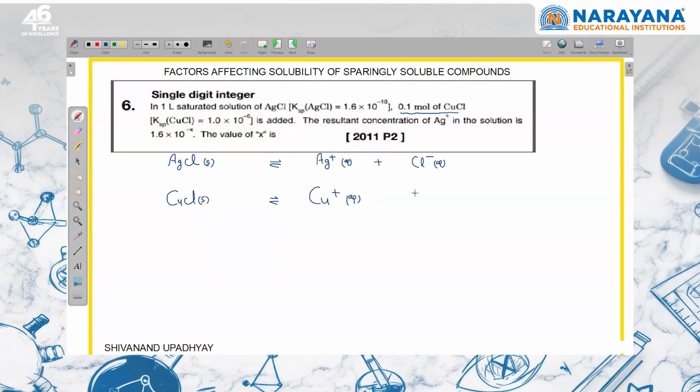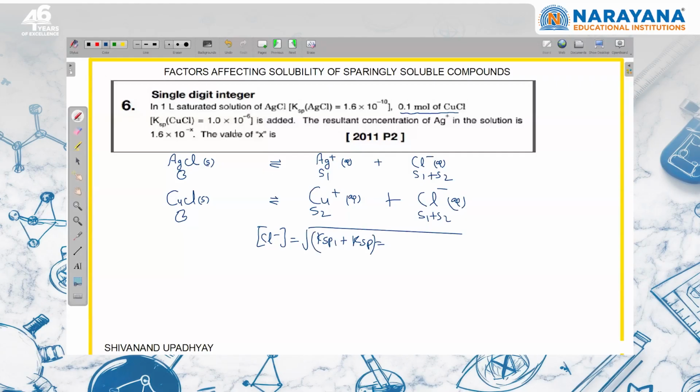So Cu plus in aqueous and Cl minus ion in aqueous state. Same way you can write, this solid will be there, this solid will be there, solubility of this will be S1, this will be S2, and this will be S1 plus S2 and S1 plus S2. So I can directly write the concentration of Cl minus ion is equal to under root of Ksp1 plus Ksp2. Now, if you put the values of Ksp1 and Ksp2, the difference is large: 1.6 into 10 to the power minus 10 plus 1.0 into 10 to the power minus 6. So you can neglect this value, and the concentration of Cl minus is 10 to the power minus 3 molar.